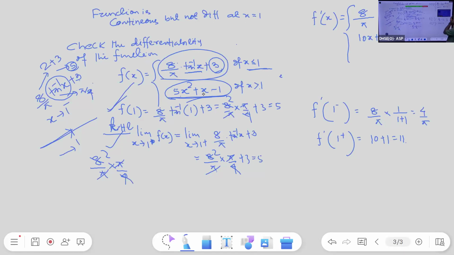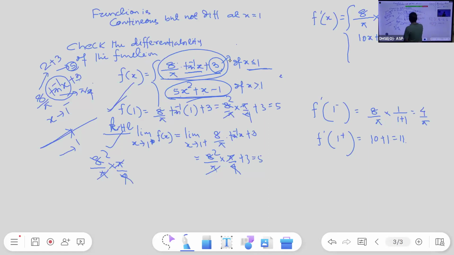Now, since the function is continuous, to check the differentiability, we have to differentiate the given function. This function is defined in two different ways. For x less than or equal to 1, the function is defined as 8 by pi tan inverse x plus 3. Its derivative will be 8 by pi into the derivative of tan inverse x, which is 1 by 1 plus x square. The derivative of 3 is 0. So on the left hand side of x equal to 1, the derivative of the function is 8 by pi into 1 upon 1 plus x square.